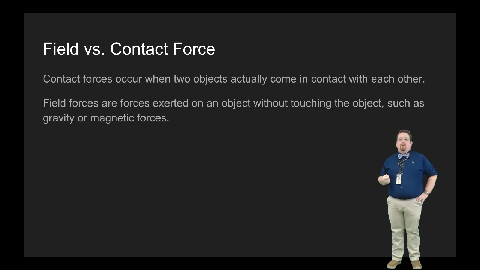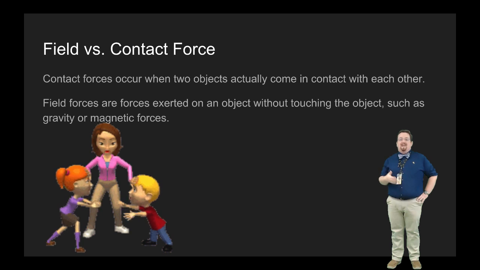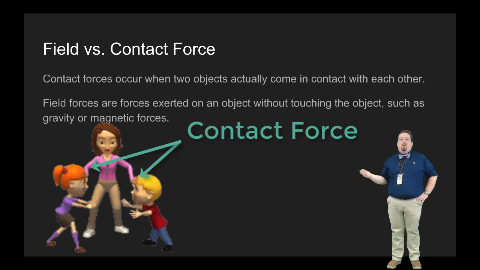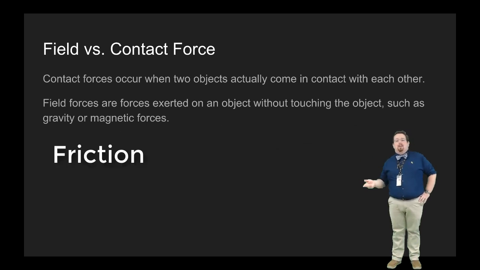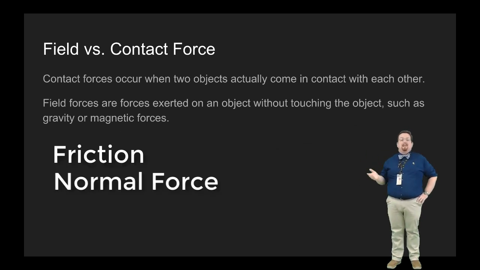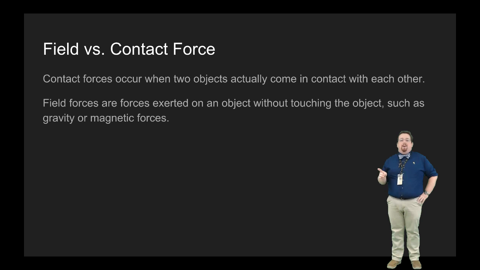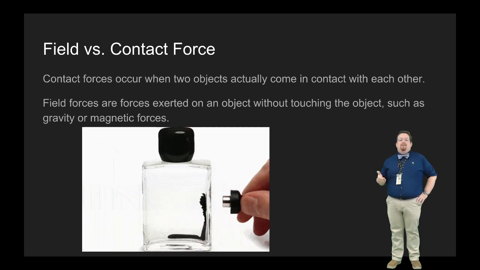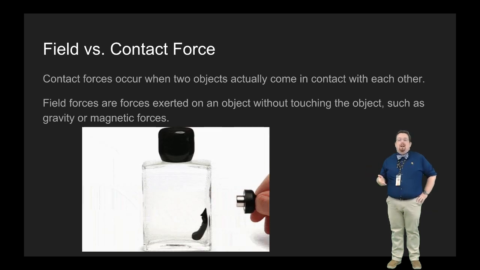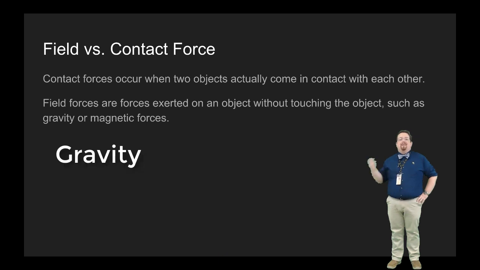Contact forces are those forces that involve one object physically touching another in order to push or pull on it. Contact forces would include friction, normal force, and in most cases, the applied force. Field forces are those forces that act on an object without actually touching it. These would include forces like gravity or the force that pushes and pulls on magnets, which could be the applied force on an object too.